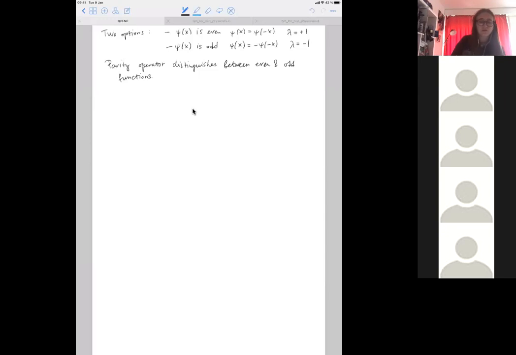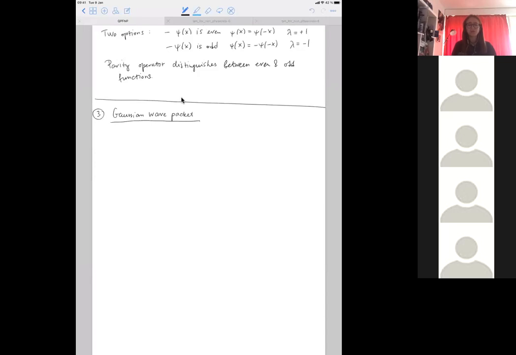Okay, so this was the parity operator. Then the third point is the Gaussian wave packets.